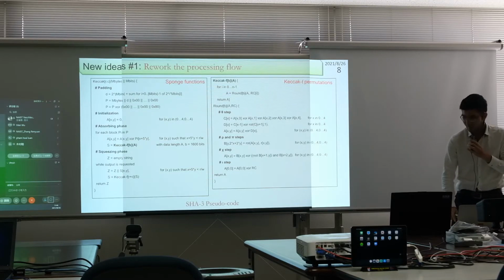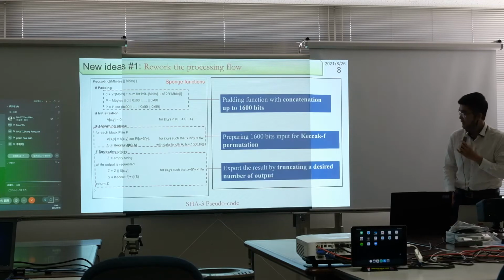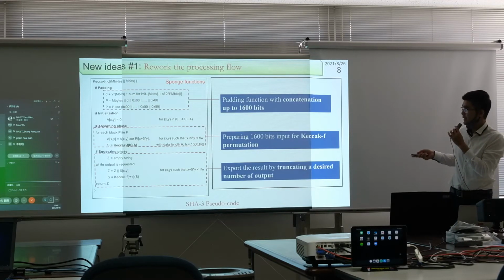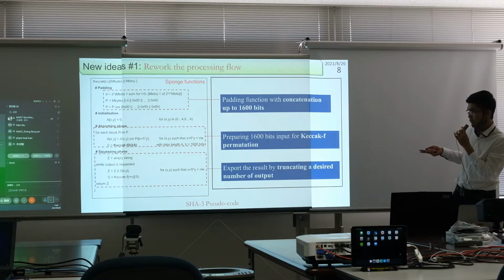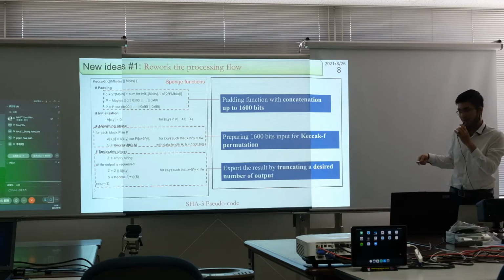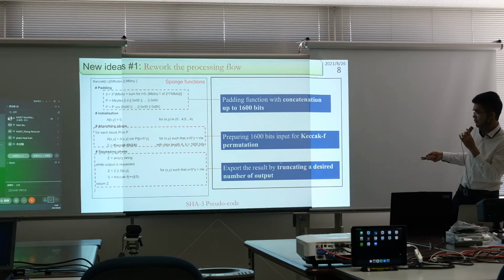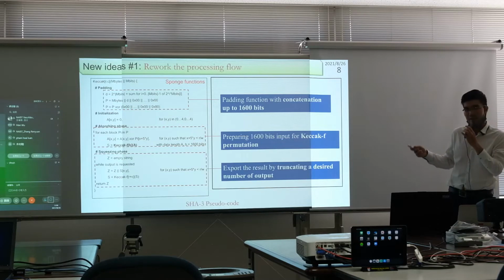So in this case, before getting there, we will analyze more about the design here. The padding tries to concatenate up to 1,600 bits for the design, and in the absorbing phase, they prepare the 1,600 bits to put into the K-cap permutation, and finally they truncate to get the final number of output bits that we need.